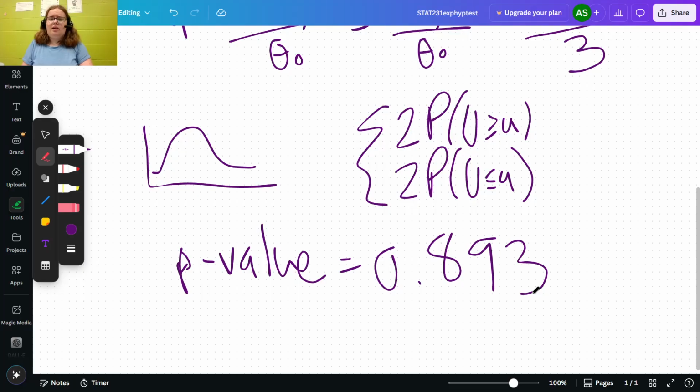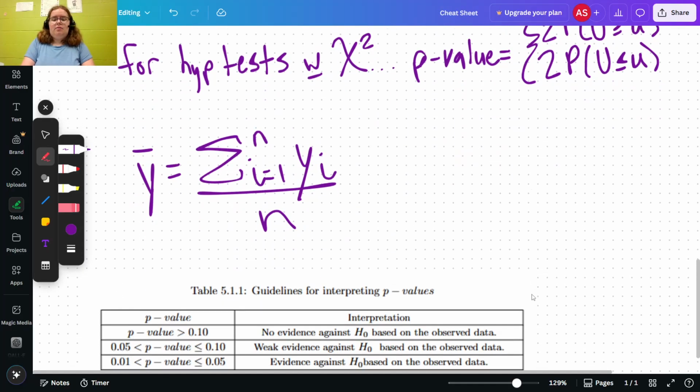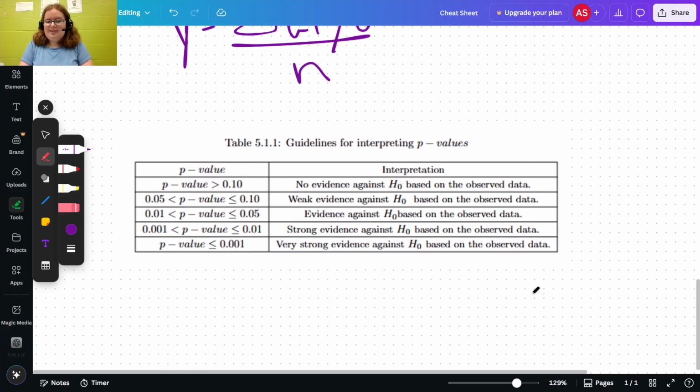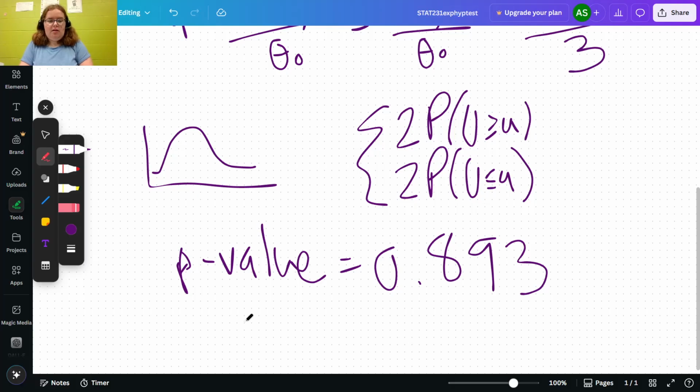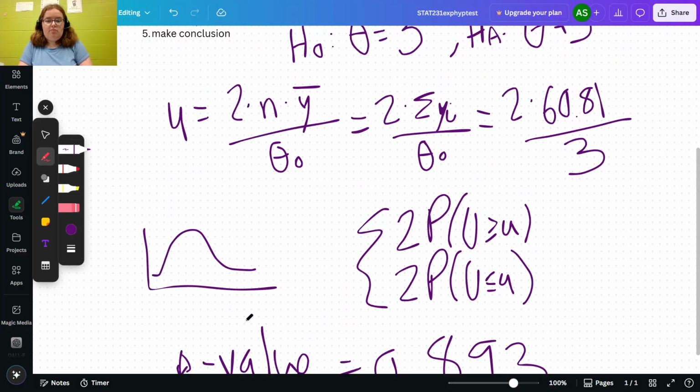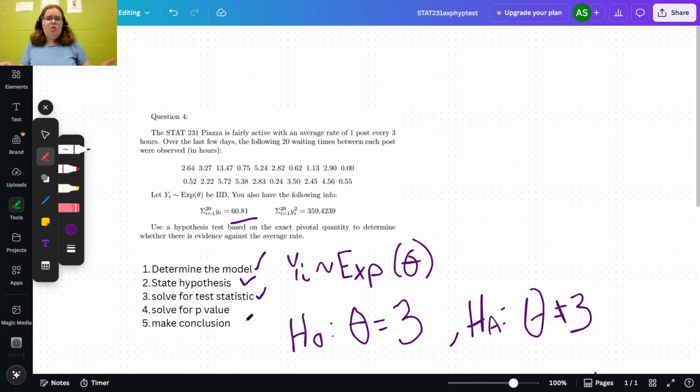I don't think I'm going to get any conclusion from this, but we can just scroll down to the table that'll be given on the exam just to see. And we see that, okay, this p-value is greater than 0.1, so we have no evidence against H naught based on the observed data. So I just stick that down there, no evidence against our average rate, and then we're done.